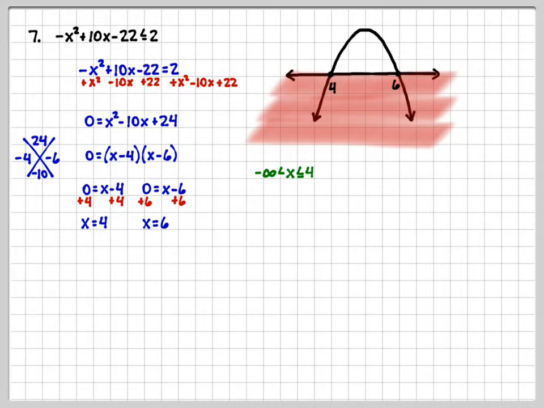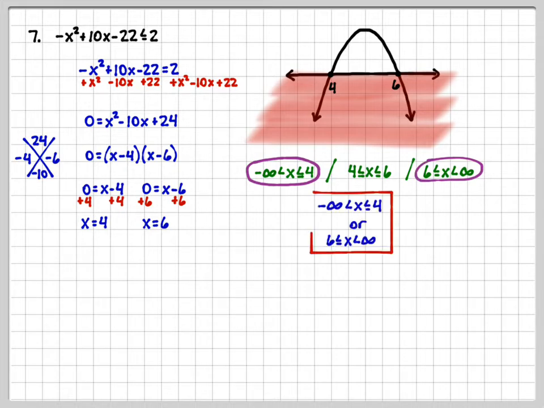And then our next interval is from 4 to 6. So 4 is less than or equal to x is less than or equal to 6. And our last interval is from 6 to infinity. So 6 is less than or equal to x is less than infinity. Now from here we recognize that the part of the parabola that I want is the part that's below the line, the part that's in the shaded region, and so there's 2 pieces that are in the shaded region, the first piece and the last piece. So these 2 things are our answers. So we say negative infinity less than x less than or equal to 4, or 6 is less than or equal to x is less than infinity.